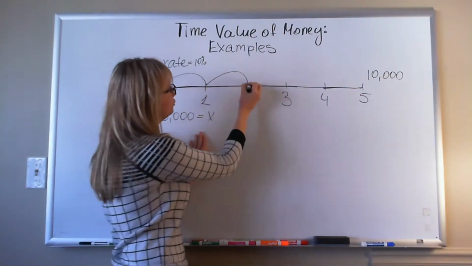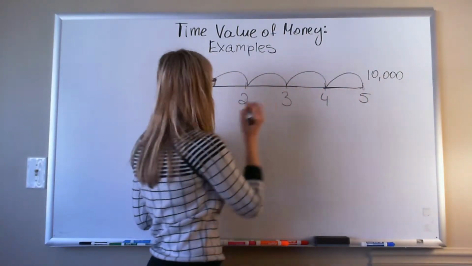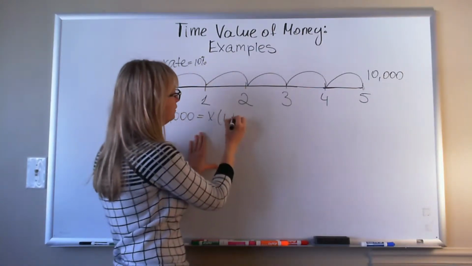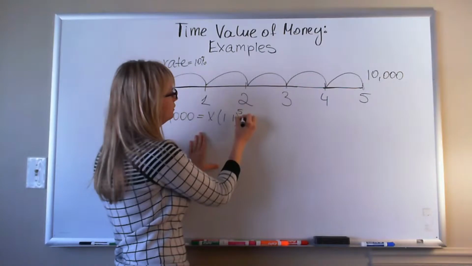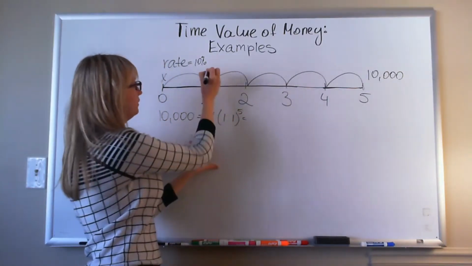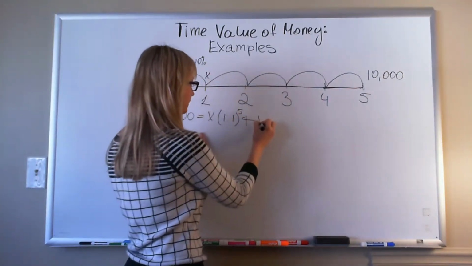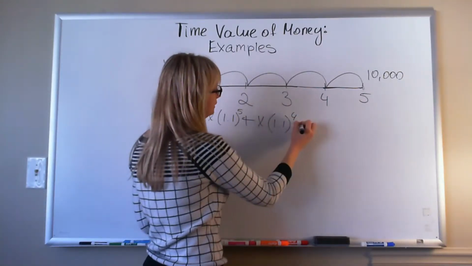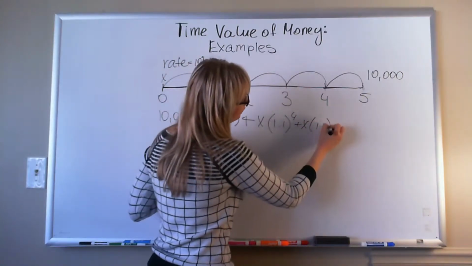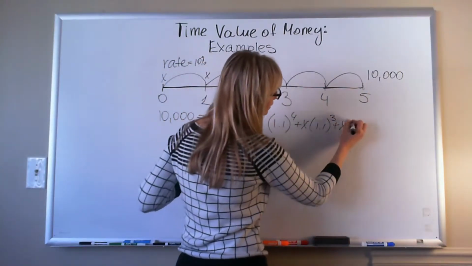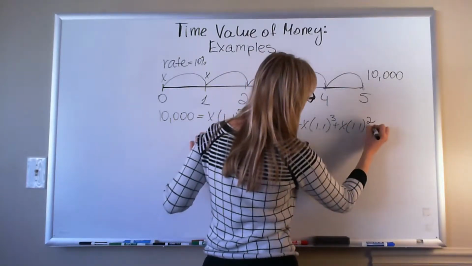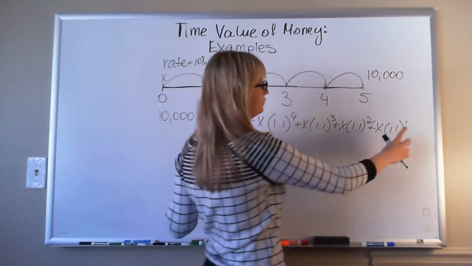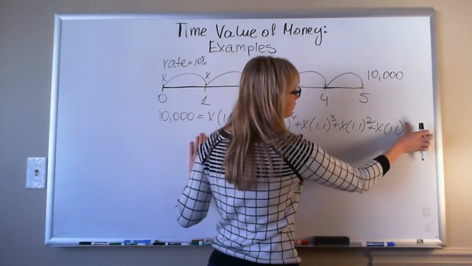1, 2, 3, 4, 5. So we will multiply it by 1 plus the rate, so it gives us 1.1 to the power of 5. We put the same X amount of money at year 1, and we will compound it 4 times. The same with the remaining periods. So 1.1 to the second plus X times 1.1 to the first. And the power of 0 we obviously can omit.